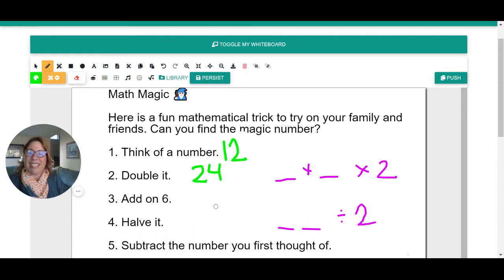Now we're going to add on 6. 24 plus 6, that's an addition problem. And the answer to an addition problem is called the sum. So 24 plus 6 is, the sum is 30.